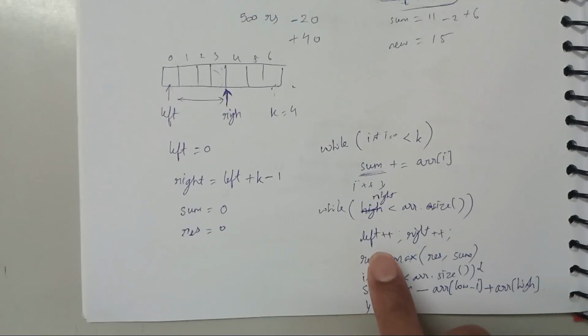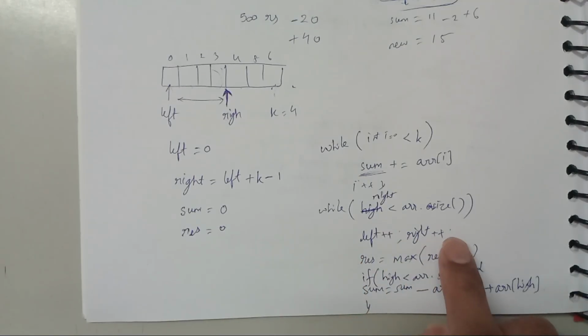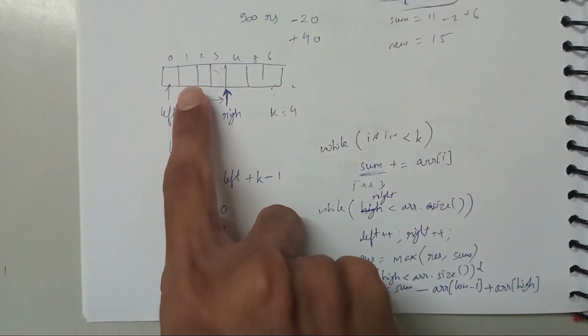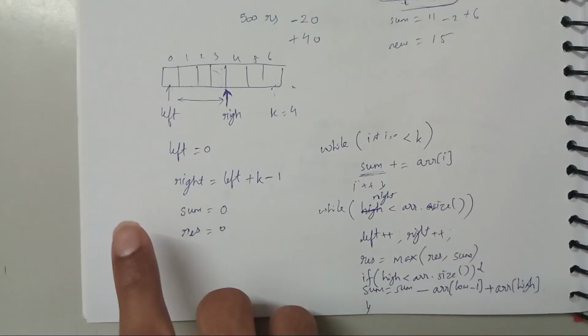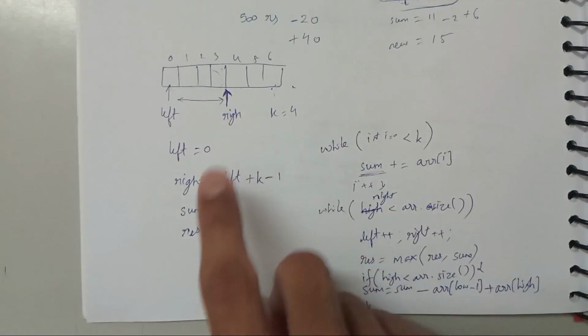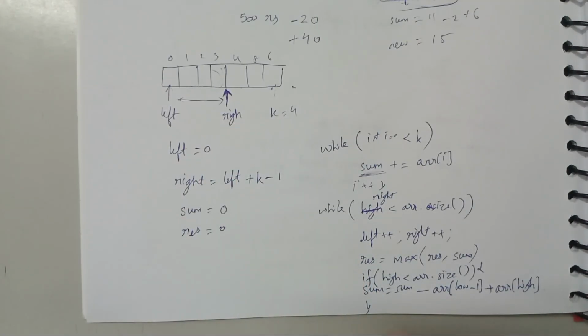We first update the window, left plus plus, right plus plus. Now we have the second window. Now we update the sum. To update the sum, we check if the high is less than array size. We update the sum by removing the low minus 1th element and adding the high plus 1st element, and we update the result. So this process continues, and at the end we'll get the maximum sum.